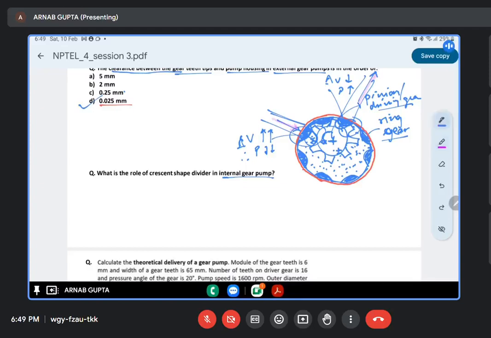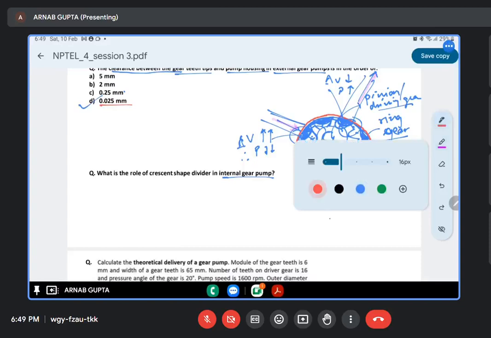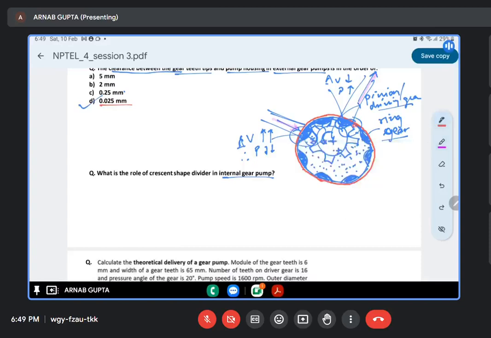It won't happen. Why? Because you have a pressurized liquid at this zone and an unpressurized liquid at this zone. So obviously there will be backflow inside the pump itself, right? So to avoid that, we put this crescent shape divider. It's a divider like this. So what is the work of this divider?